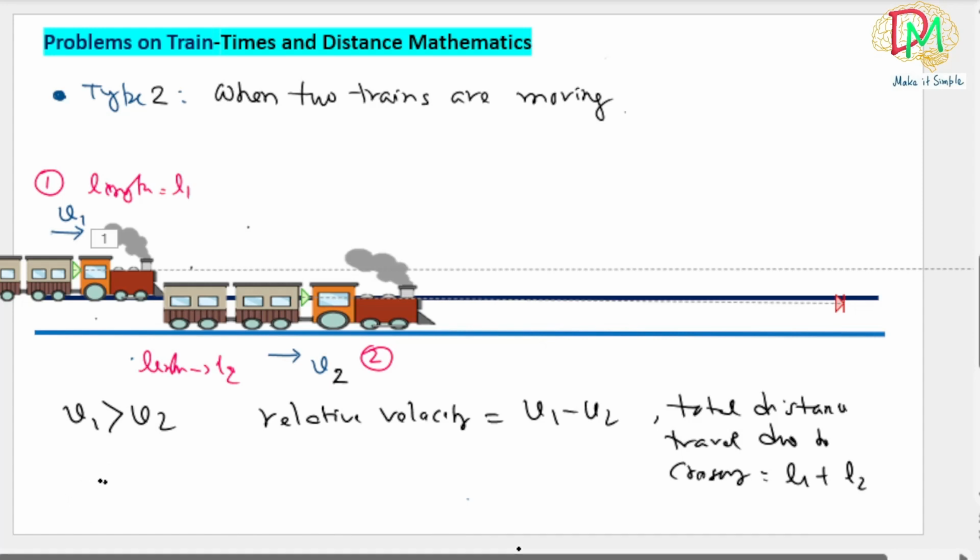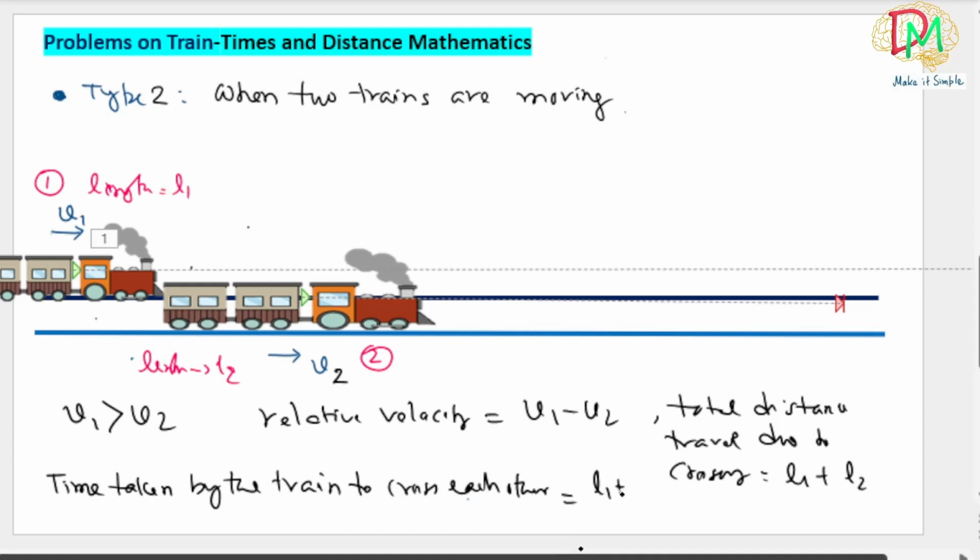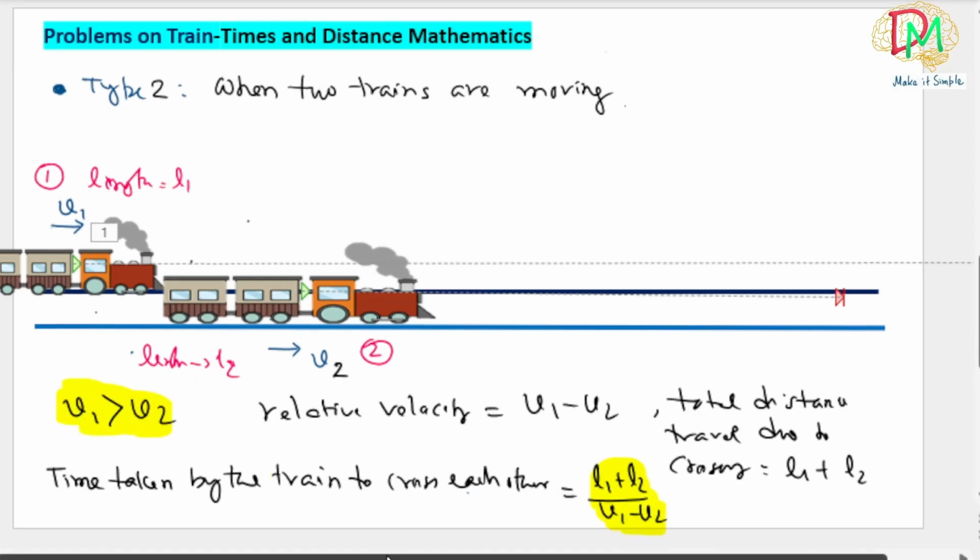So the time taken to cross each other is equal to L1 plus L2 divided by V1 minus V2. Okay, so this is the formula. You must remember this for the case of V1 greater than V2, with the trains crossing each other in the same direction at different speeds.